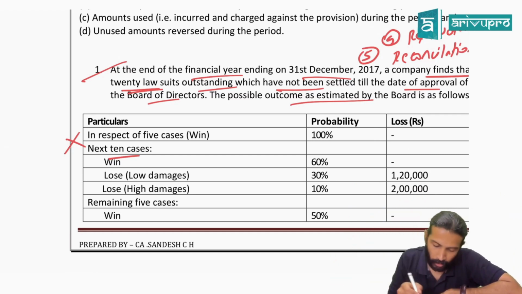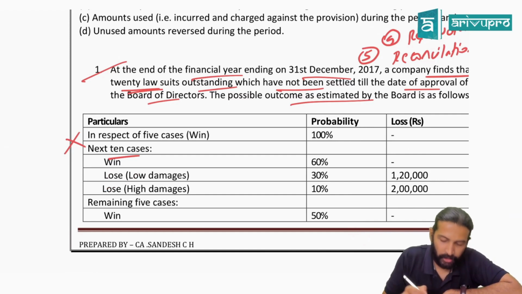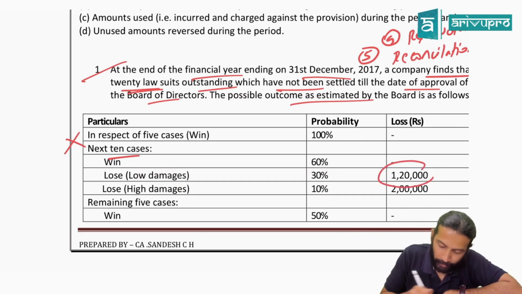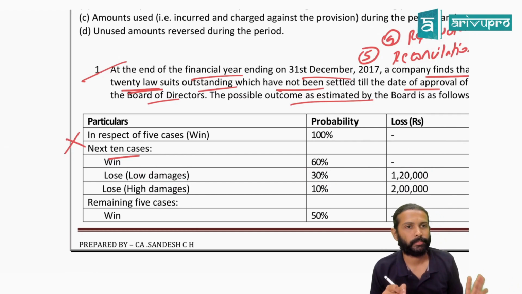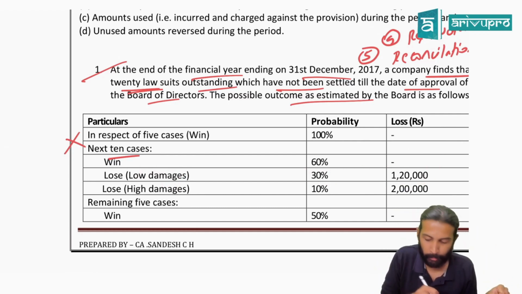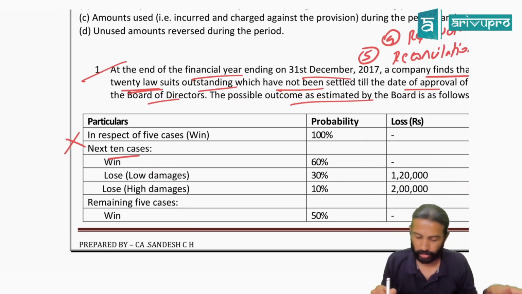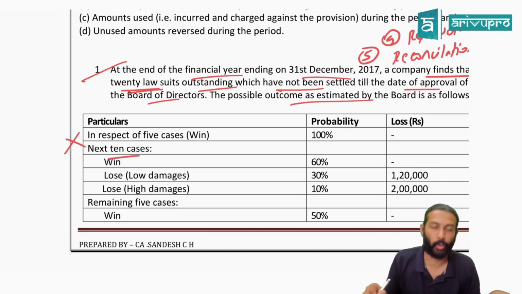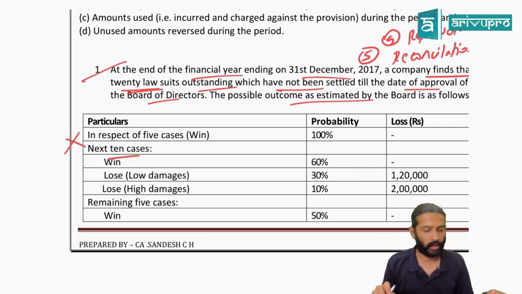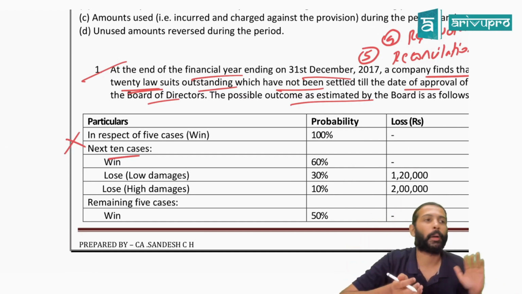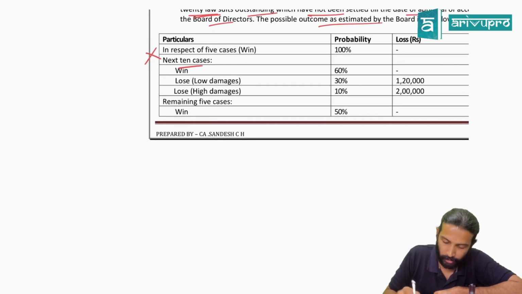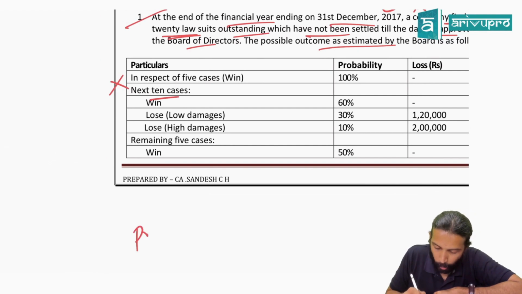Yes or no? So they are saying loss with low damages. There is a 30% chance that there are low damages. And how much do you need to pay? 1,20,000. There is a 30% chance that you will only be able to pay 1,20,000. And then they are saying there is a 10% chance that you have to pay high damages worth 2 lakhs. Right now, they have more than one permutation and combination. How do you disclose or how do you make provision or contingent liability? It is simple, sir. If you want it as a formula, take the probability percentage.